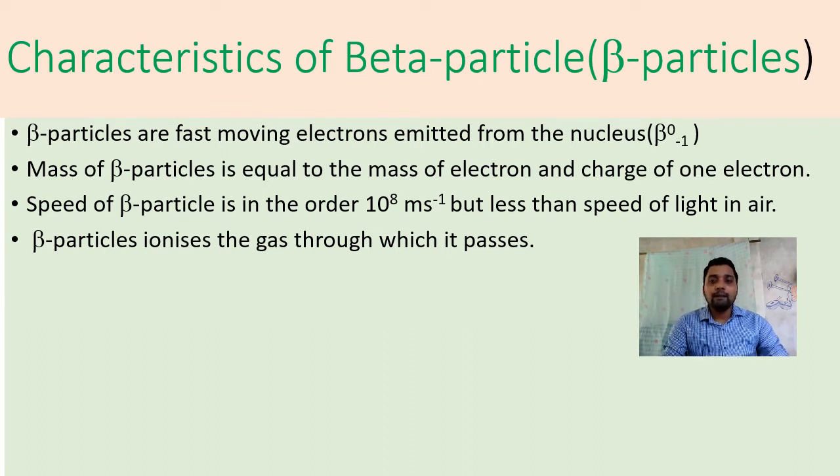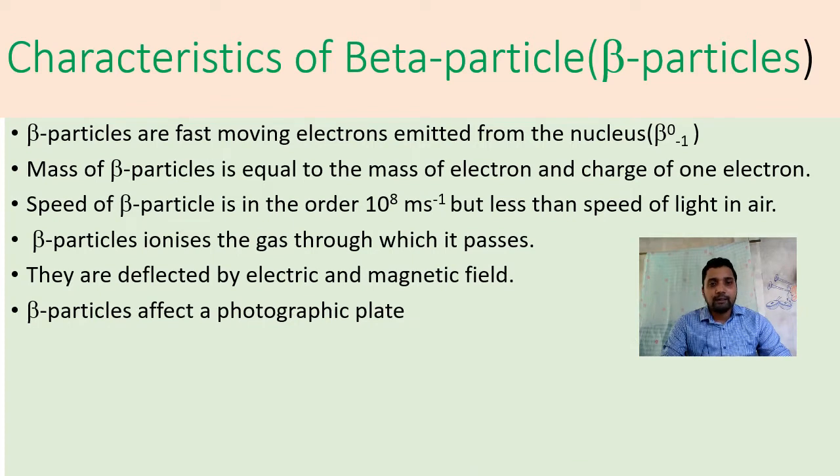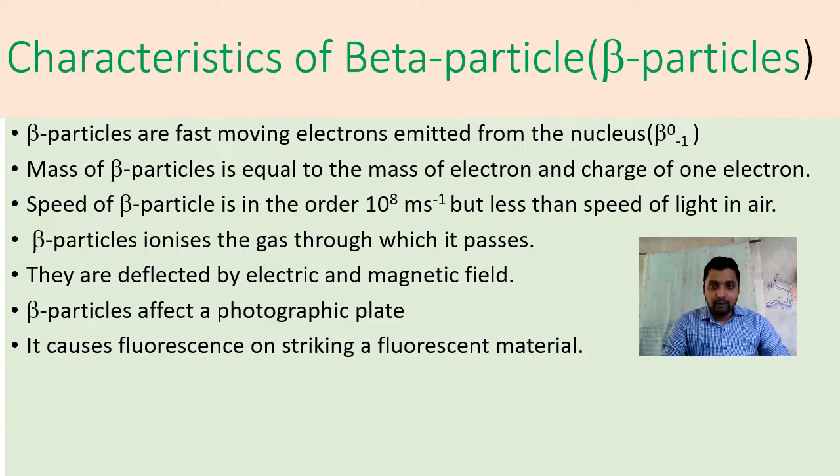But if we compare the ionizing power, a beta particle has less ionizing power compared to alpha. Beta particles also deflect in electric and magnetic fields because they have negative charge, so they are always attracted toward the positive plate by the electrostatic force of attraction. Like alpha particles, beta particles also affect the photographic plate. Alpha particles cause fluorescence on a fluorescent material, and here too, when beta particles hit a fluorescent substance like sulfide, it emits light. So it also has the property of fluorescence.